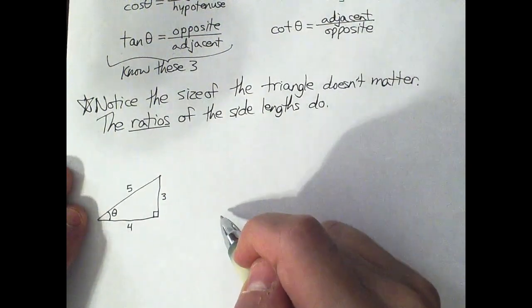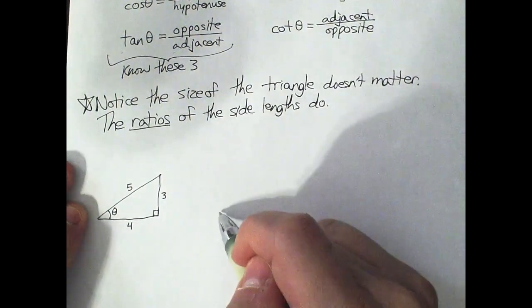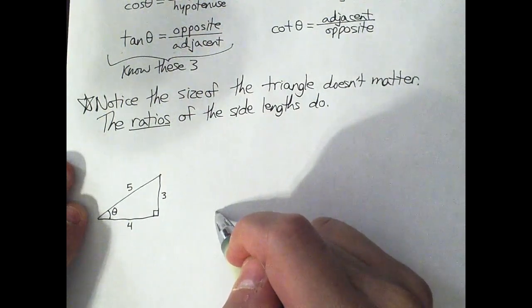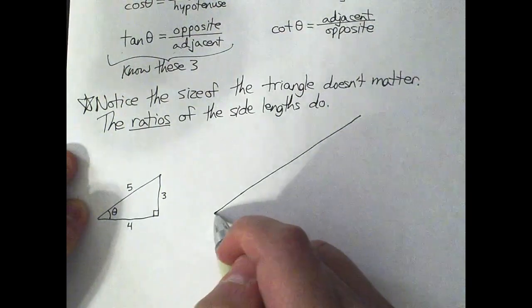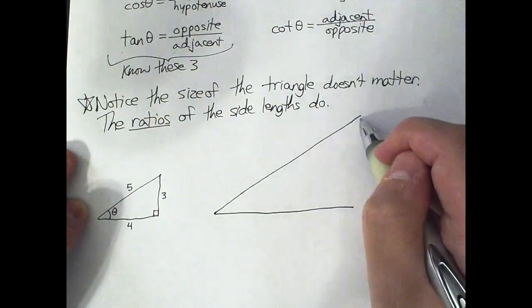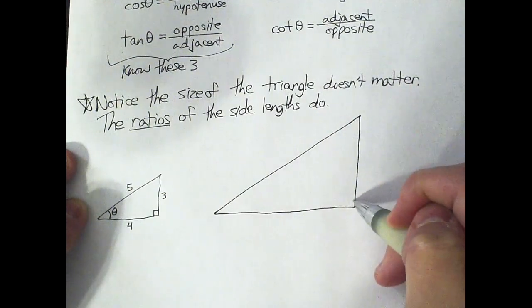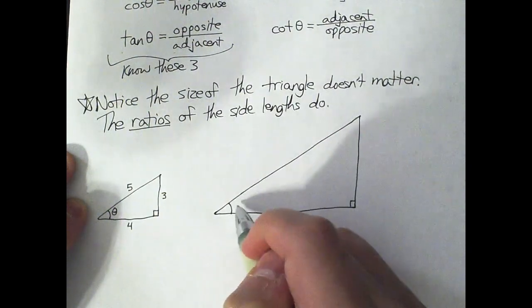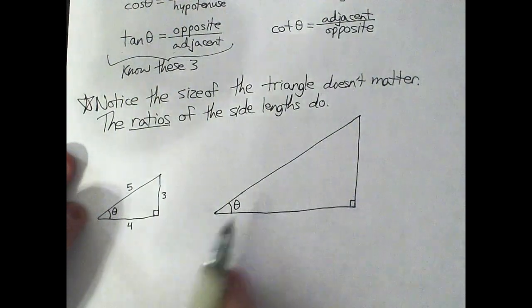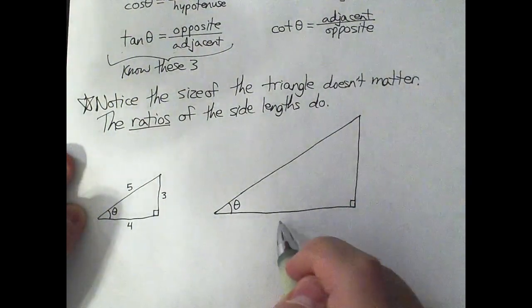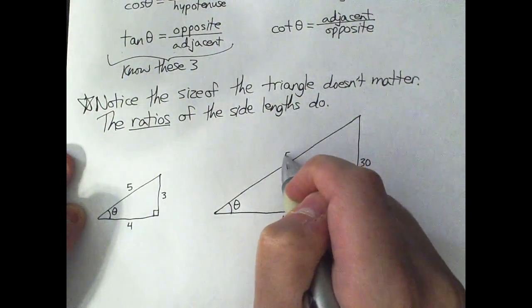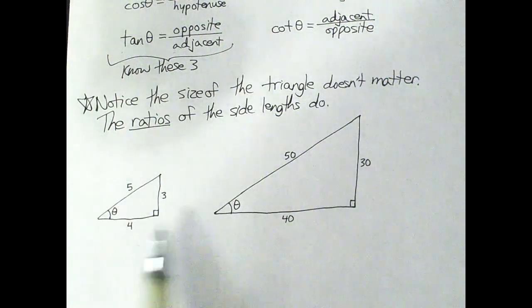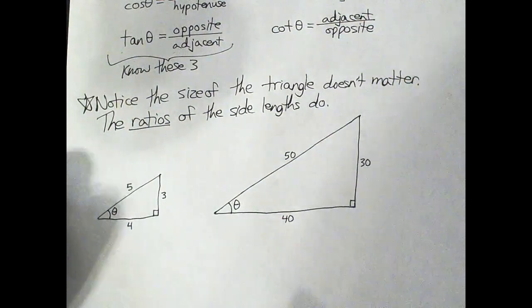and if I also had another right triangle that was much bigger, and this might not be drawn exactly to scale, but let's say we had a really big right triangle with a similar shape to that other one, but just larger. And we'll call this angle theta also. And I want to imagine that the side lengths are 40, 30, and 50. So it's like a scaled up version, right? All the side lengths have been multiplied by 10.